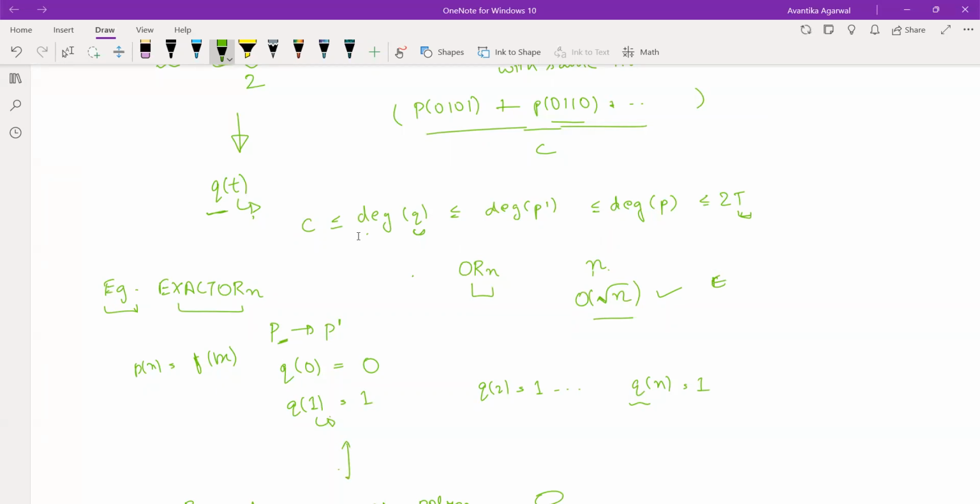So suppose this is our coordinate axis. For 0, this Q is 0. Then for 1, this Q is 1. For 2, this Q is 1. For 3, this Q is 1. And so on. For n, this Q is 1.